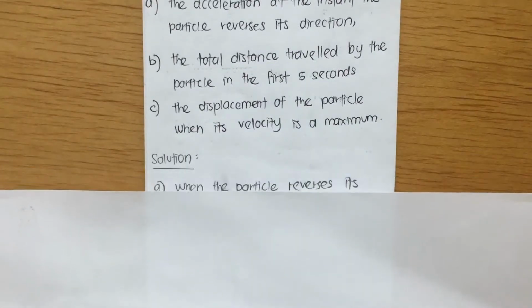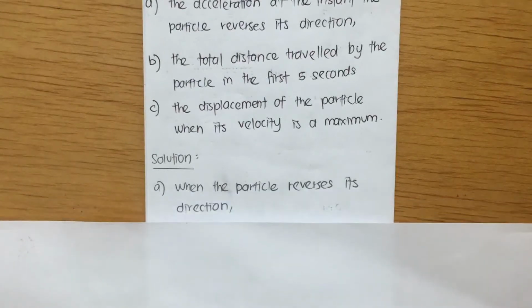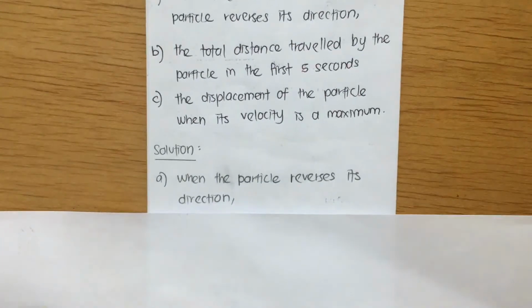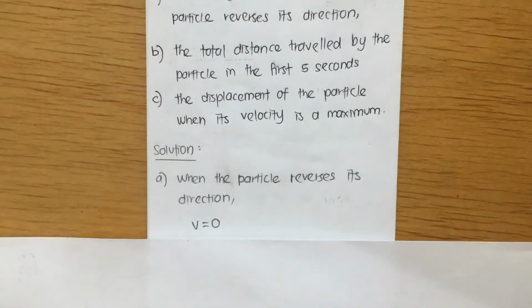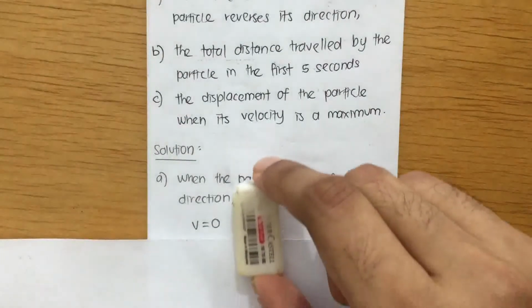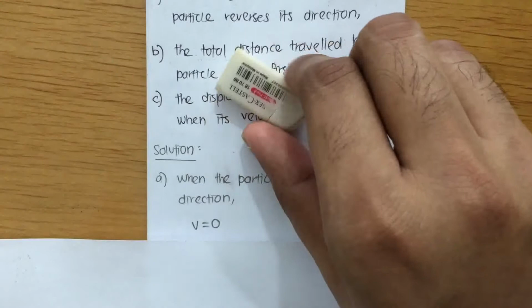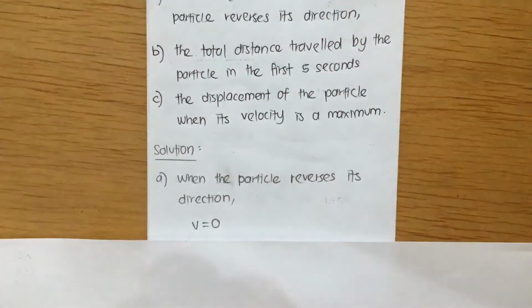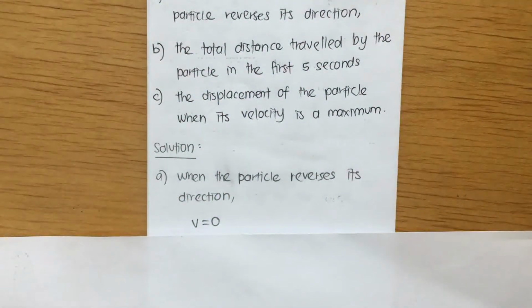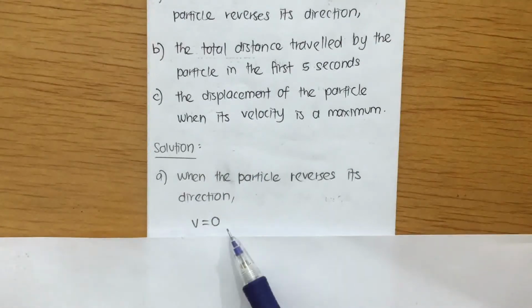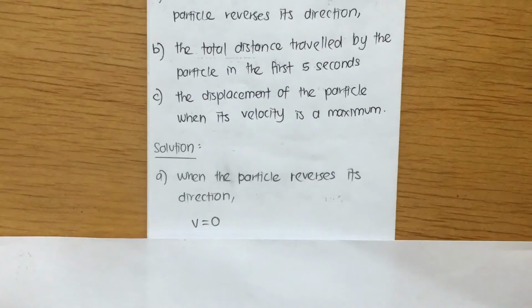When the particle reverses its direction, what does that mean, guys? It means that your velocity is actually equal to 0. For example, let's say you take this eraser. Your eraser is moving straight and then it stops, and at some point it will turn and then move in a reverse direction. During this turning point, your velocity will be equal to 0, guys. So that is the part where your particle reverses its direction. That is the reason why v is equal to 0.